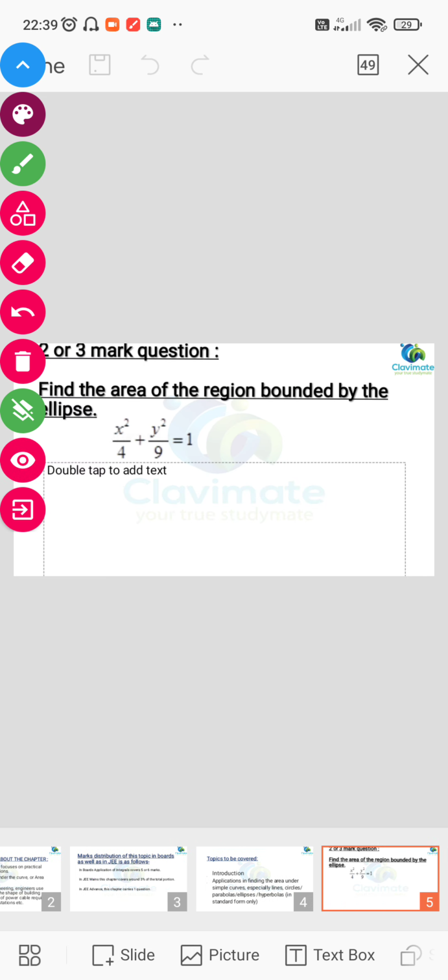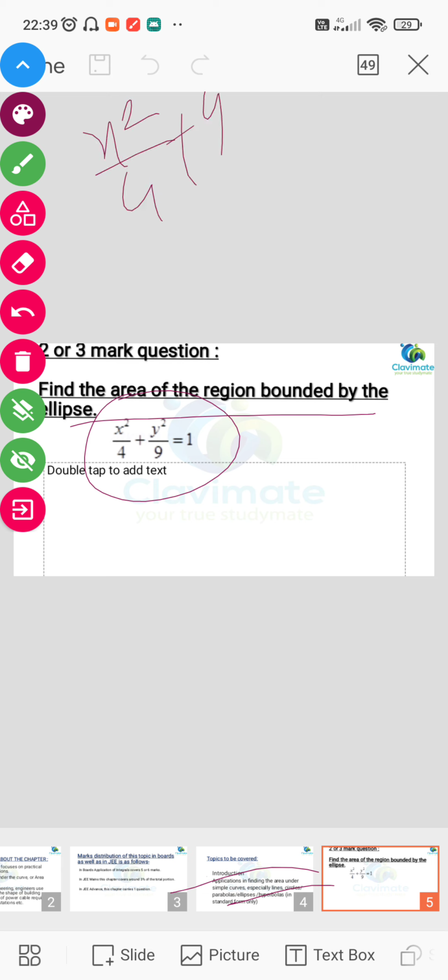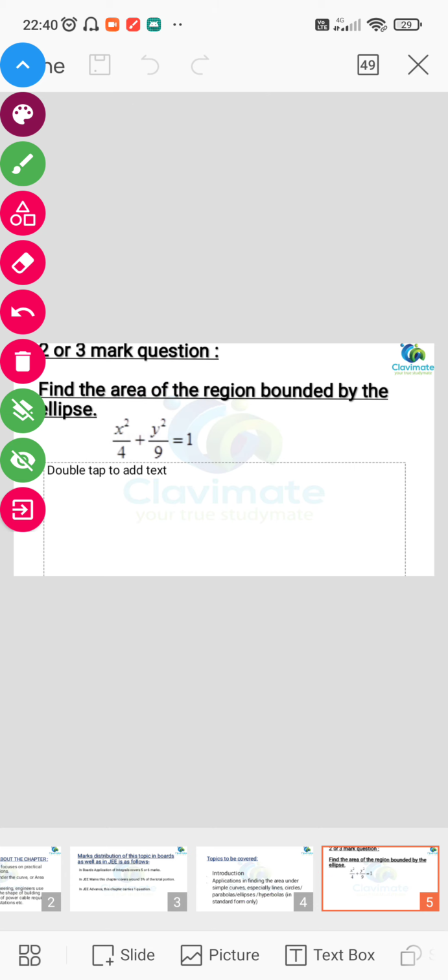The question is: find the area of the region bounded by the ellipse. The ellipse given to us is x square by 4 plus y square by 9 is equal to 1, and we have to find the area of the region bounded by the ellipse. So let's start solving this question. Firstly, we have to draw its figure, so let us draw it.